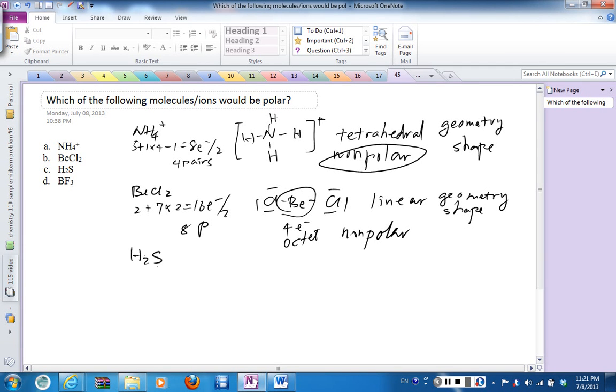H2S. 1 times 2 plus 6, that's 8 electrons. And that's 4 pairs. Hydrogen can't be the central atom, so sulfur's gotta be the one. There's 2 pairs used. The other 2 pairs, put them on the central atom, and now we've got an octet for sulfur as well. And 4 regions of electron density leads to tetrahedral geometry.